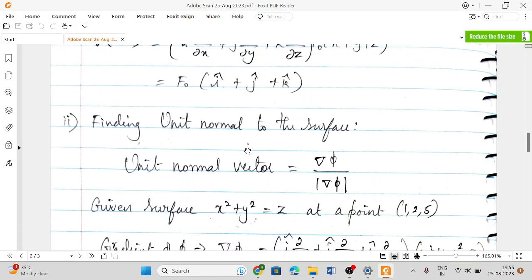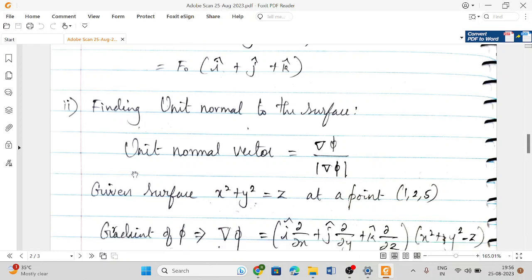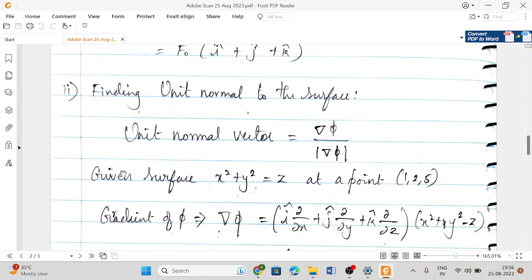So if you want to find the unit normal, this is usually asked in most of the cases. In order to find the unit normal vector, the formula for this is del phi by modulus of del phi, and here they gave the surface in this problem.